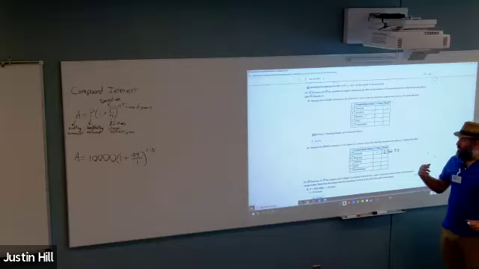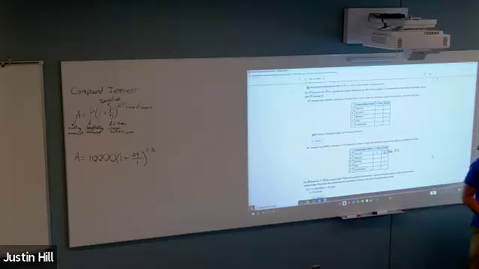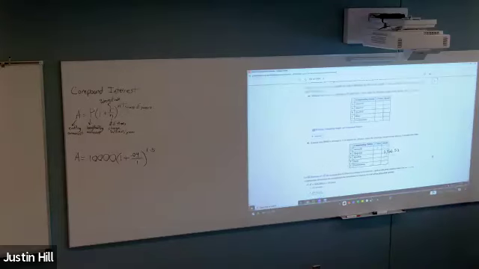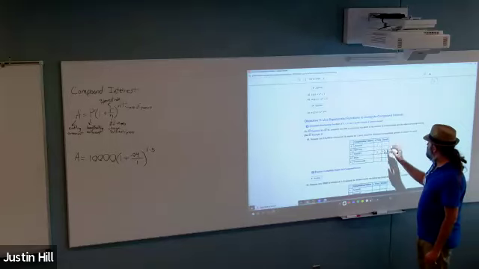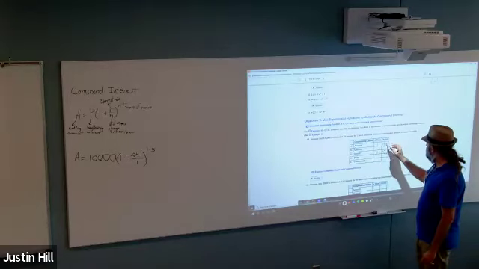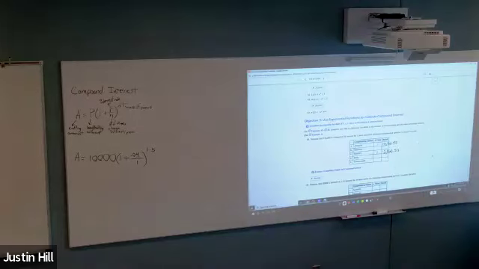So the next way that they could do this, actually, let me rewrite this. So this is if they're gonna charge you 4% interest at the end of each year for 5 years.